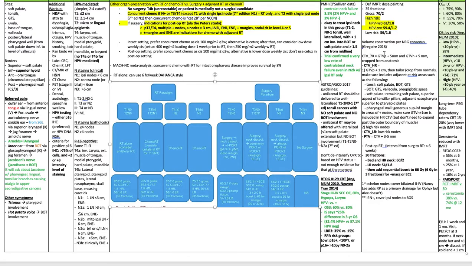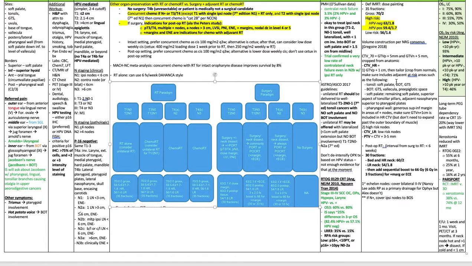Volume construction per consensus. CTV 70 is the GTV primary with a 5 millimeter expansion, and GTV nodes with 5 millimeters expansion, cropped from anatomic boundaries. CTV high risk is GTV P plus 1 centimeter, then crop. Make sure it includes adjacent at-risk areas.